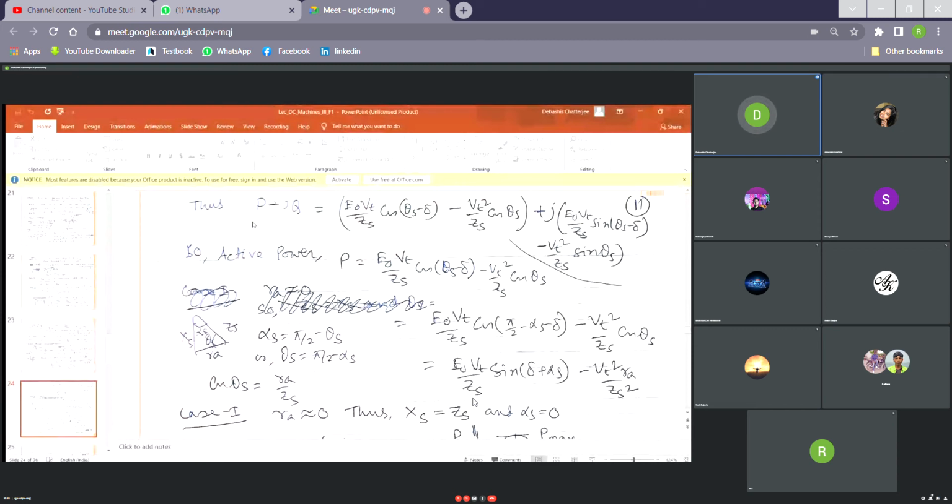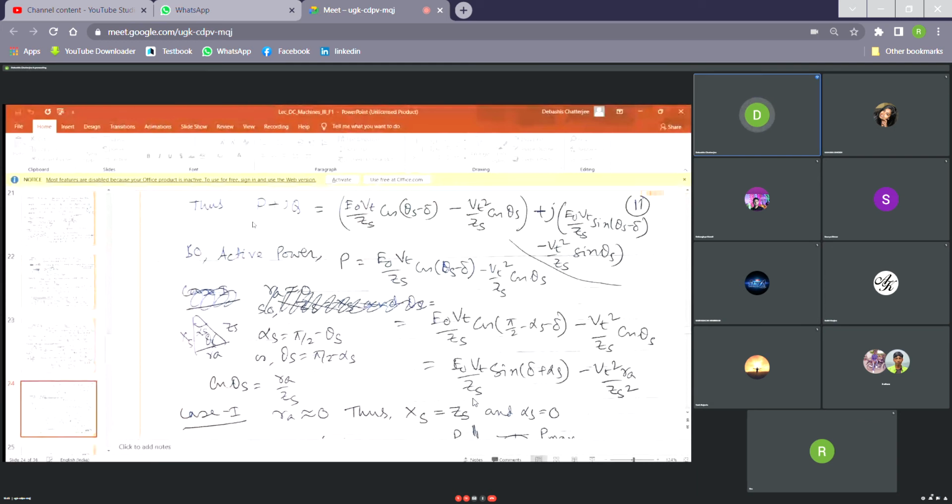Now cos theta S, also from the impedance triangle, you can write as RA by ZS. If you replace it, you get minus VT square RA by ZS square. Okay, this term you get. Now from here you can have two cases. I was always telling that for a better approximation or for easier calculation, you can sometimes take RA equal to 0, RA negligible. If you do that, then your XS will actually be ZS and alpha S will be 0, because RA you have neglected, RA is 0.